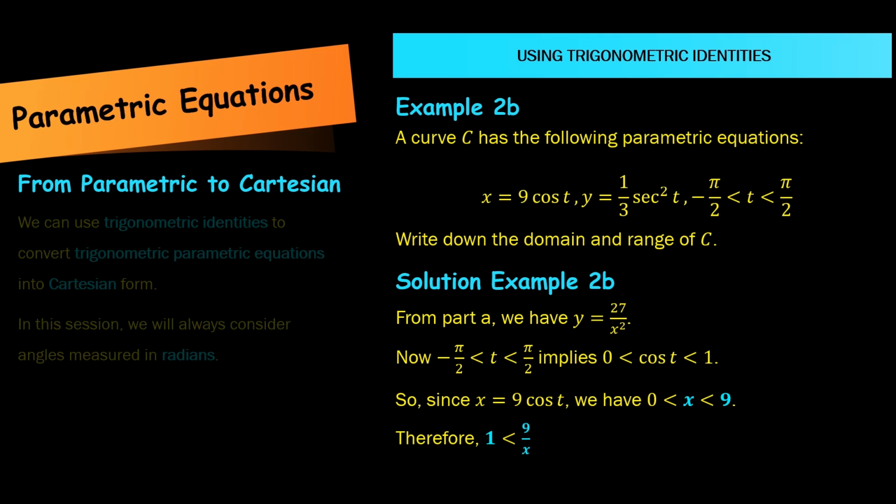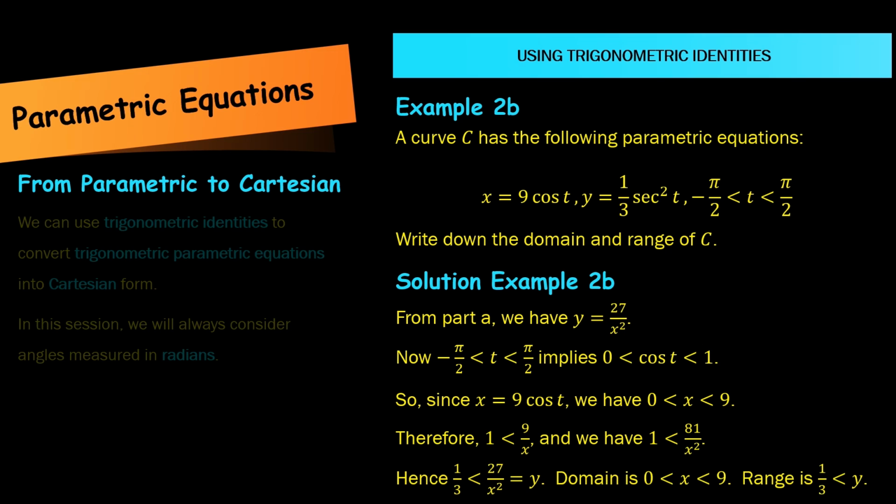And therefore, 1 is less than 9 over x. And so we have 1 is less than 81 over x squared. And rearranging this gives us 1/3 is less than 27 over x squared. And this is of course equal to y, which is what we were leading towards. And so we have that the domain is 0 less than x less than 9, and the range is y greater than 1/3.